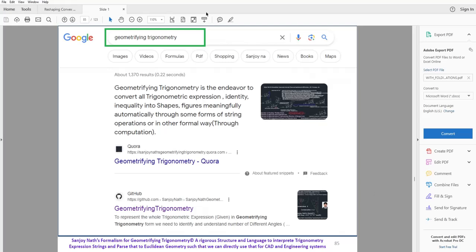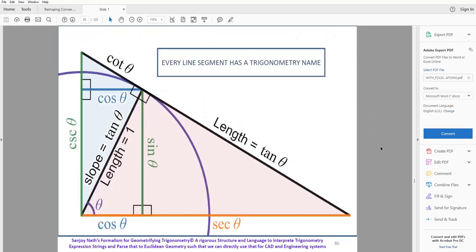And when we search geometrifying trigonometry, we get these kinds of things. Now these things are well known in our textbook, but we don't know when to use the cos theta, when to use the sin theta, when to use tan theta. So geometrifying trigonometry tries to explain everything non-ambiguously: when to choose cos theta, that means when the hypotenuse is consumed and the base is constructed, then we use the cos theta. And when the same hypotenuse is consumed and we construct the perpendicular, then we use the sin theta.